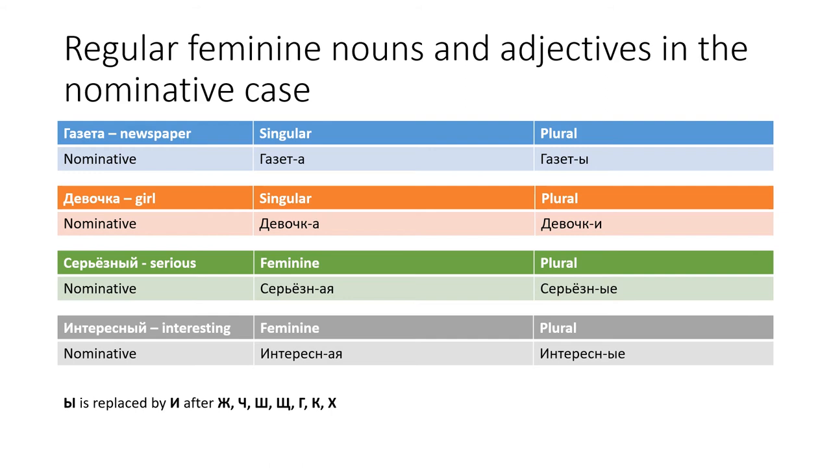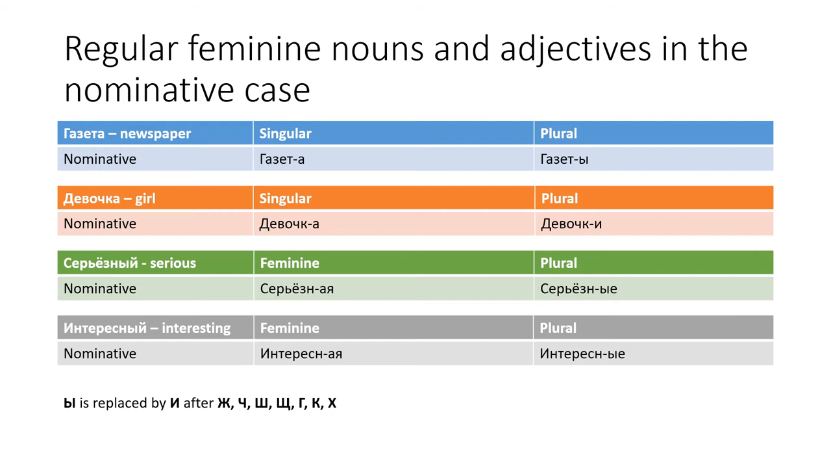Basically, I've noted down at the bottom of the slide that U is replaced by a softer E after the letters Zh, Ch, Sh, Shch, G, K, and Kh. This is just because it's easier to say devochki than it would be to say devochkui. Those are quite difficult to pronounce when they're adjacent to each other. So it goes from devochka to devochki. This is something that we will come across time and time again, and it will become more obvious the more you see it. So don't worry too much. That's just a spelling rule that you should note down and keep in mind. But I'll try to flag it up whenever we come across it.